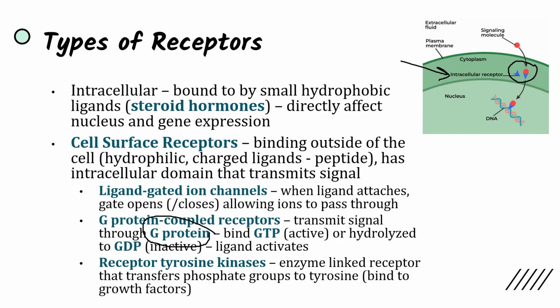Now, the receptor tyrosine kinases are these enzyme-linked receptors that are going to transfer phosphate groups to tyrosine, and this is going to allow them to bind to growth factors. And of course, a kinase is going to be an enzyme that phosphorylates. It's going to add a phosphate group to the molecule, and this is how the signal is going to begin transmission. It's through this transfer of the phosphate group to the tyrosine.